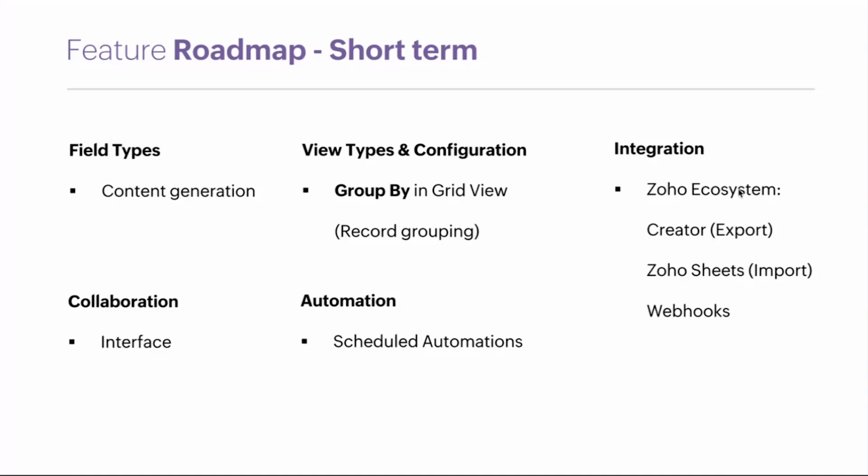Under the Zoho ecosystem, we are also looking at integrating with other platforms. One is exporting data from Tables to Creator, where you can use your data from Tables in Creator. Another is importing from Zoho Sheet to Tables, where you can bring all of your data from Sheet into Tables. The export option will also be coming very soon, in the upcoming quarters. Webhooks is another feature that I mentioned earlier that we are planning to bring in very soon.